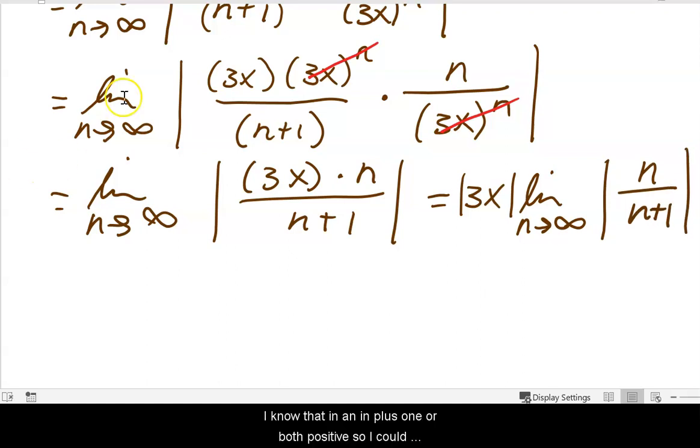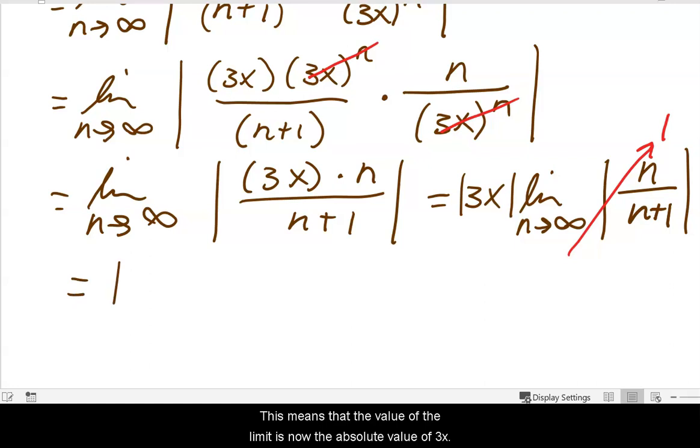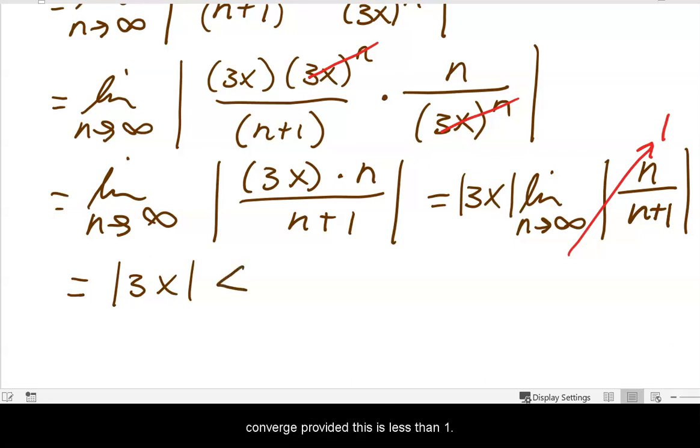I know that n and n plus 1 are both positive, so I could drop these absolute values. You can also use multiple examples to come up with the value for that limit, but you should recognize by now and just be able to write down that it goes to 1. This means that the value of the limit is now the absolute value of 3x. Since we applied the ratio test, the series will converge provided this is less than 1.